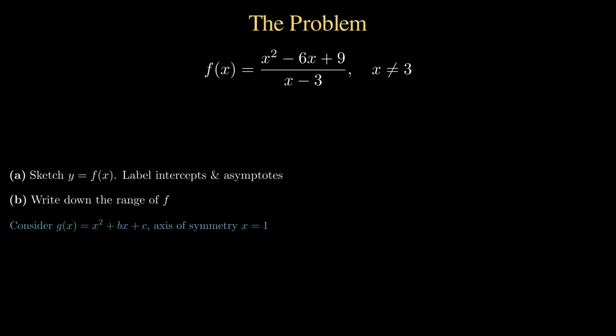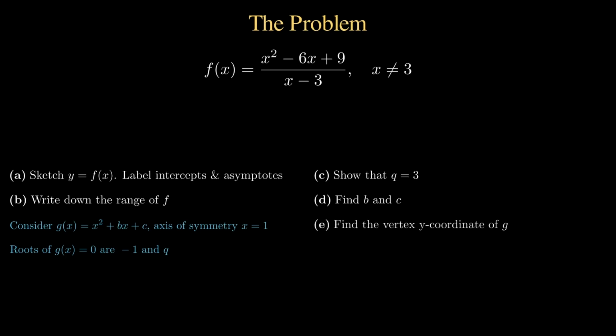Then we introduce g of x equals x squared plus bx plus c with an axis of symmetry of x equals 1 and roots at negative 3 and q. Part C, show that q equals 3. Part D, find b and c. Part E, find the y-coordinate of the vertex of g. Part F, find the number of solutions of f of x equals g of x.